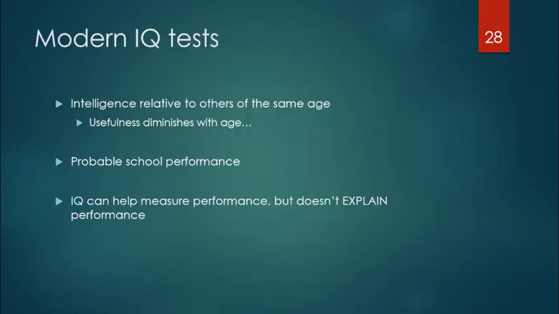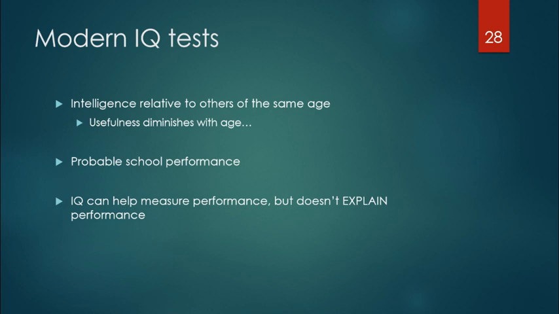So what happens if we want to compare people based on their IQ score? If we want to do that, our intelligence relative to others, meaning we're going to compare based on others of the same age, that is useful when we are younger. But as we get older, the usefulness of that comparison diminishes pretty quickly. And we'll talk about that in just a second here.